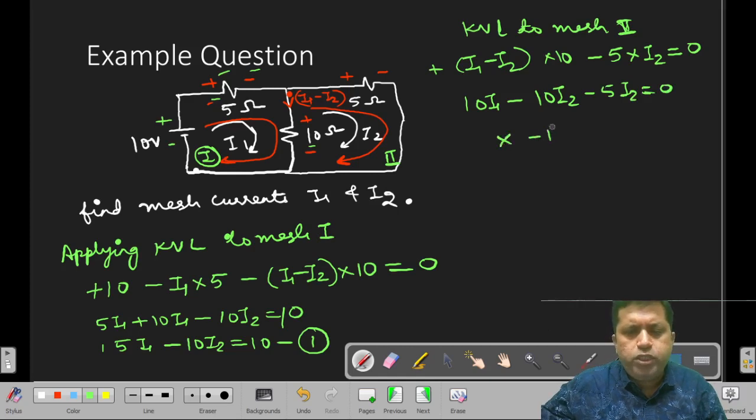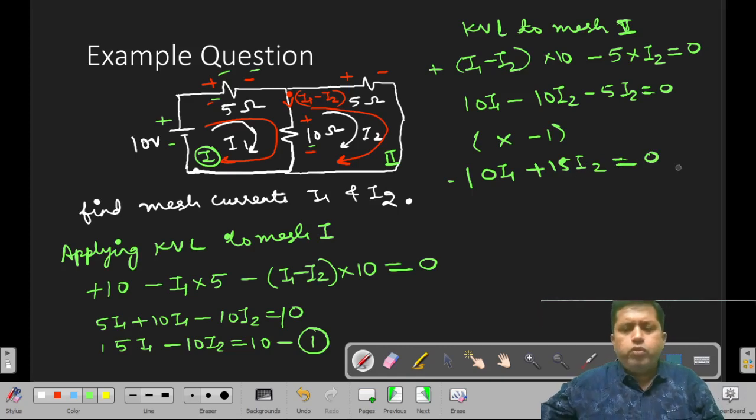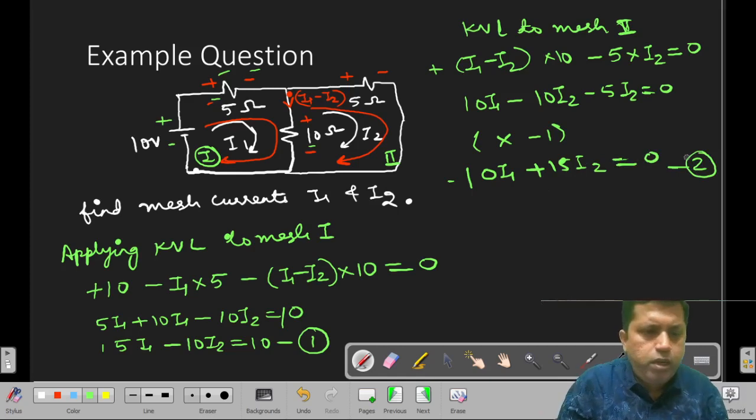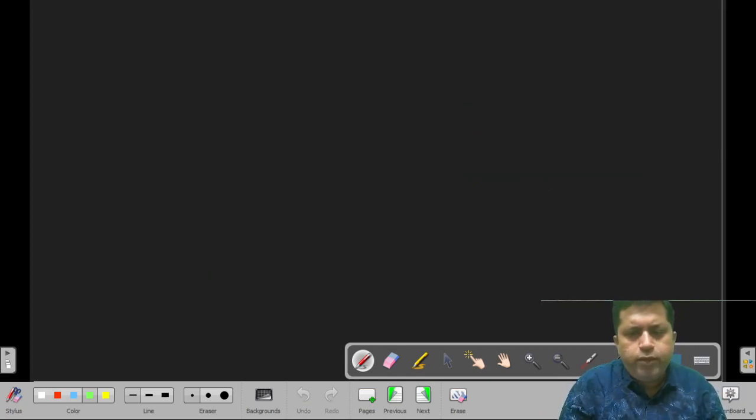Multiply this equation by minus 1. Okay, so I will get minus 10I1 plus 15I2 is equal to 0. This is equation number 2.